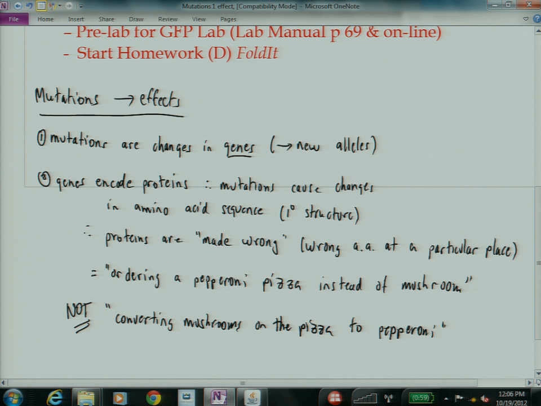Yes, so instead of saying turning something into something else, you would say encodes it differently. So rather than saying the mutation changes glycine to alanine, the best way to say it is that the mutated gene encodes glycine instead of alanine. That's good.